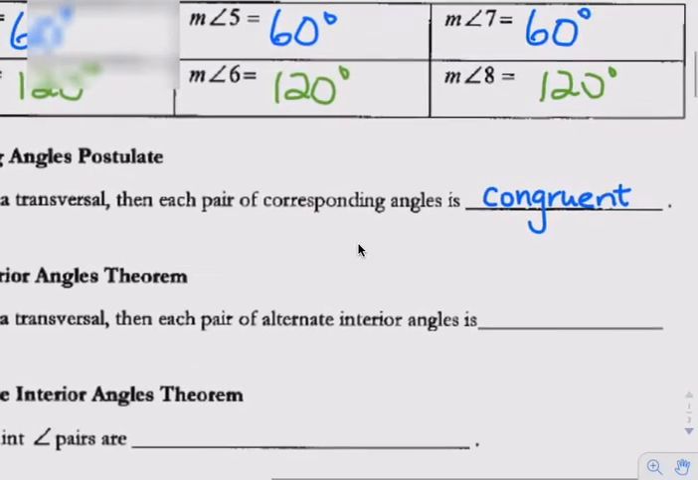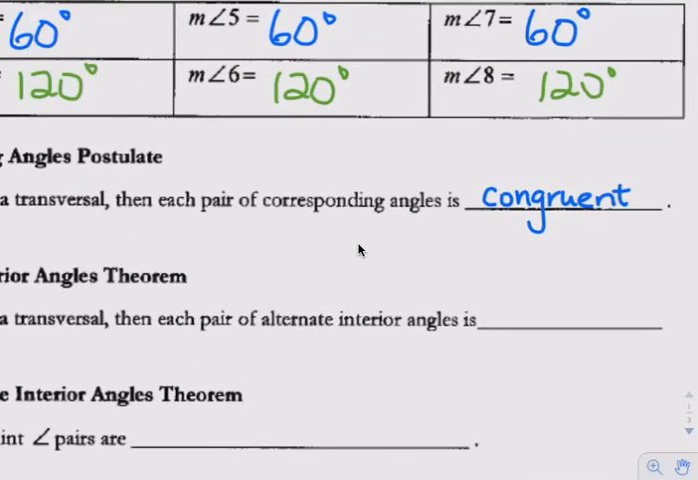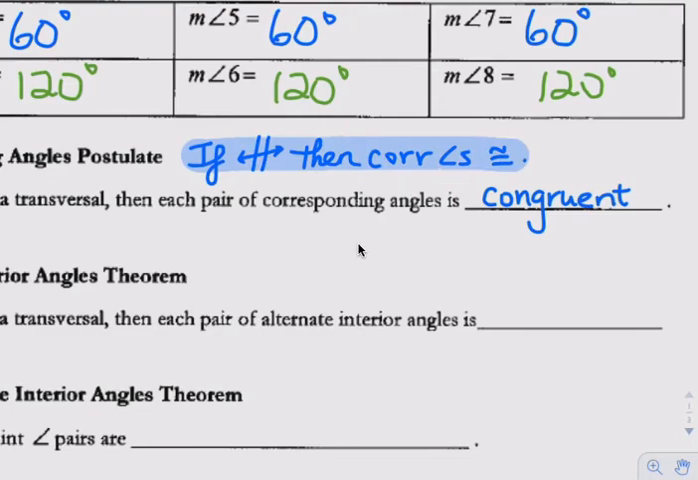Now here's a shortcut that you can use, which is if parallel lines, that's the parallel symbol, I'm going to put a transversal through it. If parallel lines are cut by a transversal, then corresponding angles are congruent. So that is the statement that I want you to write when it asks you to justify something that you know about corresponding angles being congruent.